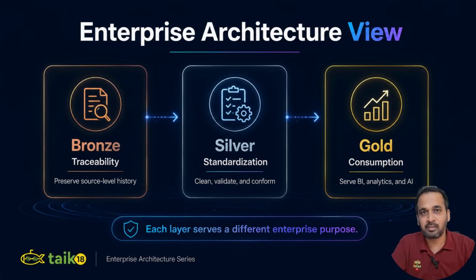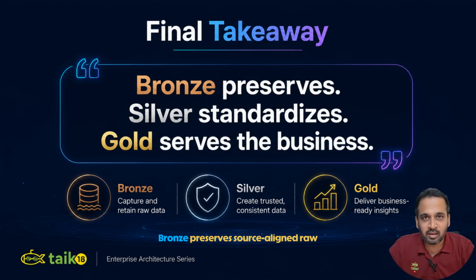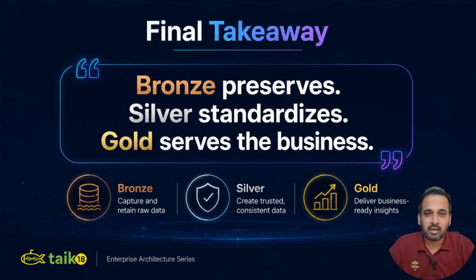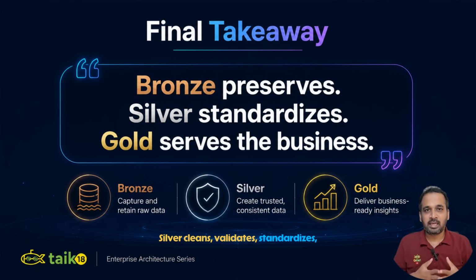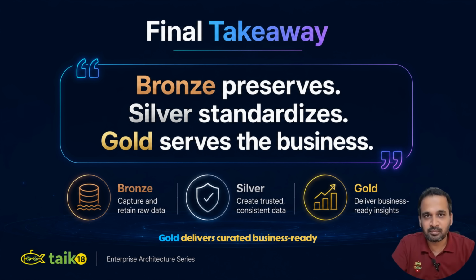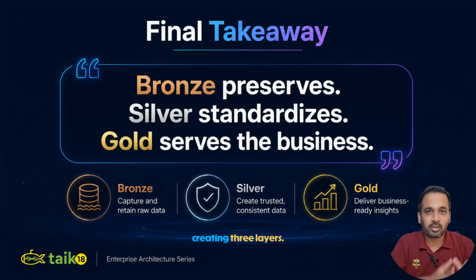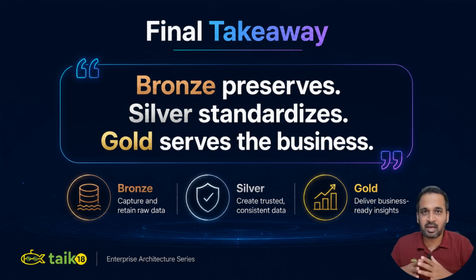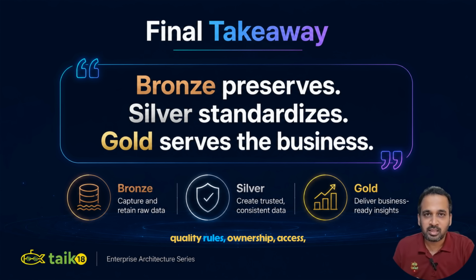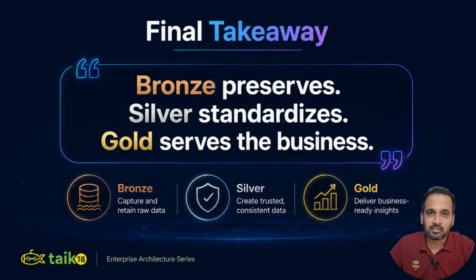Let us close with the key takeaway. Medallion architecture helps organize enterprise data from raw to trusted to business ready. Bronze preserves source aligned raw data. Silver cleans, validates, standardizes, and enriches data. Gold delivers curated business-ready data products for BI, analytics, applications, and AI. But remember, the value is not just in creating 3 layers. The real value comes from defining the purpose, quality rules, ownership, access, lineage, and consumption pattern of each layer.